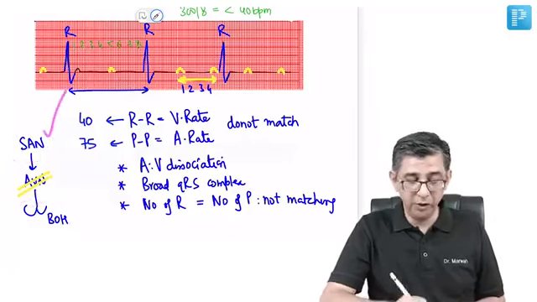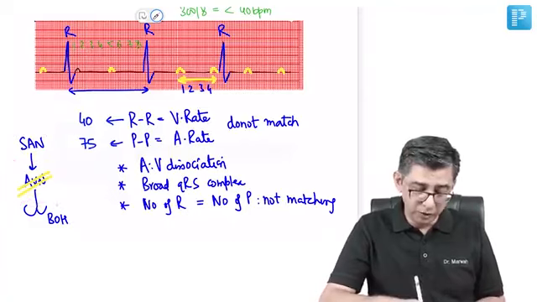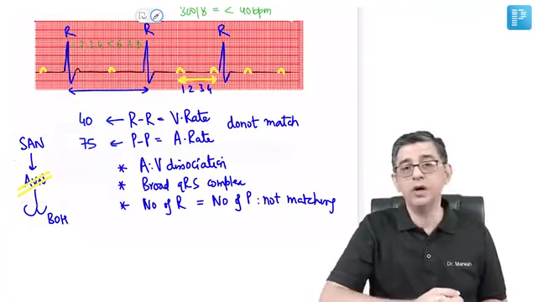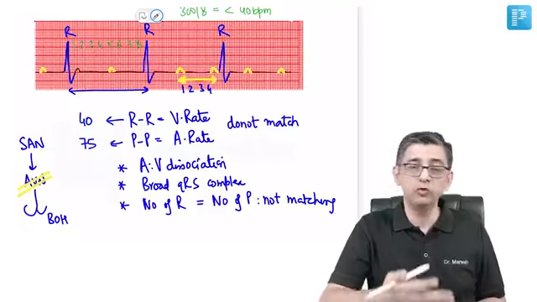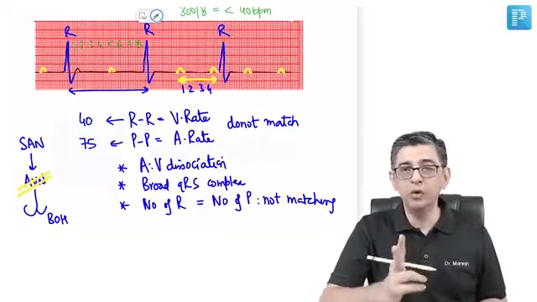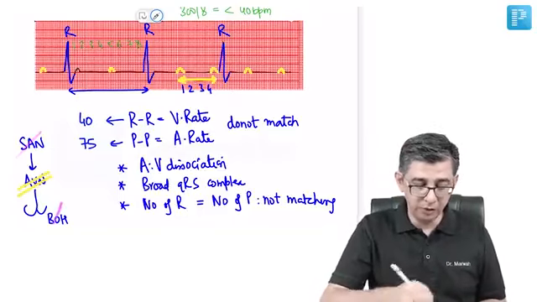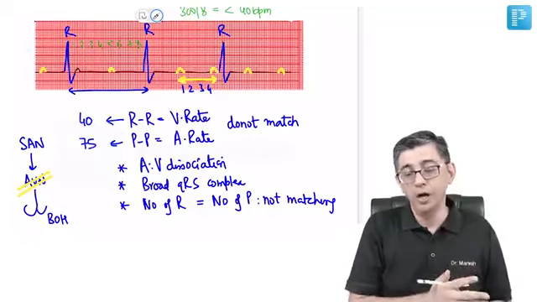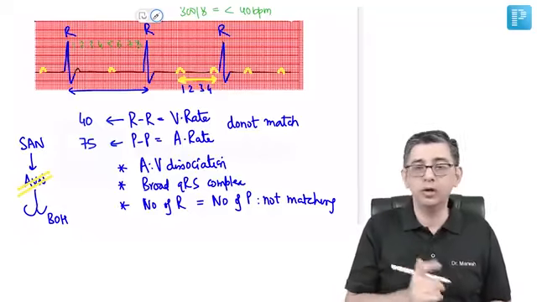SA node can fire between 60 to 100. Bundle of His usually fires at around about 40. So there's a clear-cut lack of coordination in these patients, for which you will be requiring a dual chamber pacemaker. You will be sending two leads. One will shut down the SA node, other will shut down the bundle of His. We will ask them, both of you shut up. You are causing a problem, and we will not let the pacemaker control the heart rate.